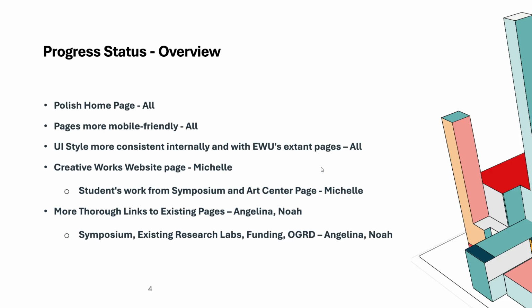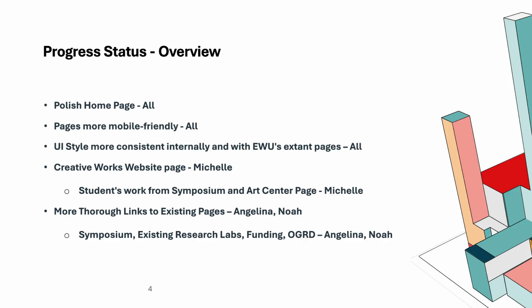Alright, so this is our progress status overview. Basically, we've categorized which parts we're going to work on. But for the first three, we've all worked on it: polishing the home page, making the pages more mobile friendly, having the UI more consistent internally, and connecting with the existing pages.